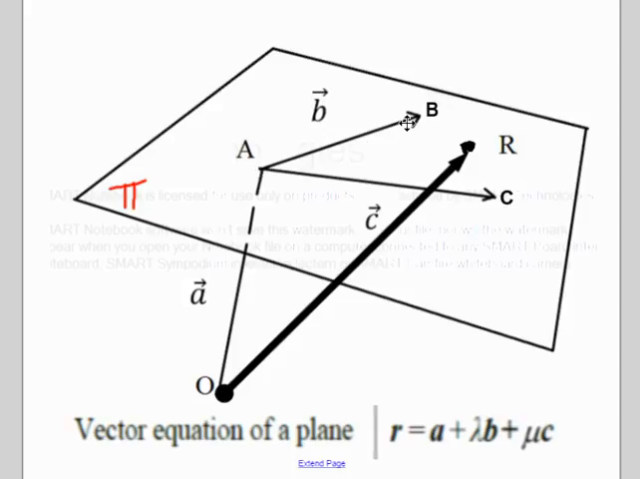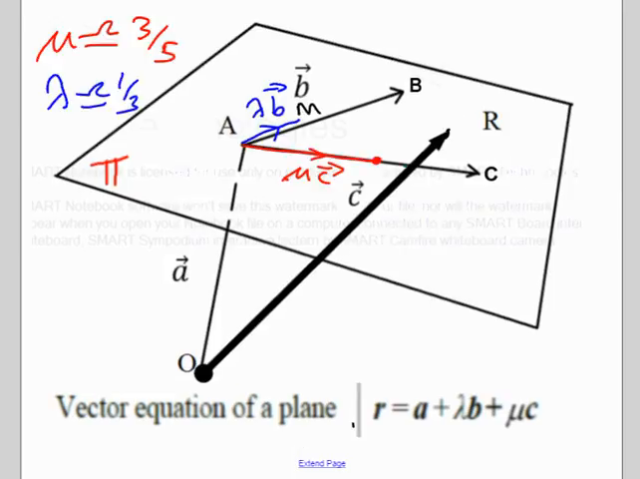Therefore, if we connect A to B with a vector called small b, it will be parallel to the plane. And if we connect A to C with a vector small c, it will also be parallel to the plane. So the question is, how do we get the position vector of R, which I should have put a small r there actually, how do we get the position vector of any point in the plane from these 3 vectors A, B, C? And it's pretty simple to do that.